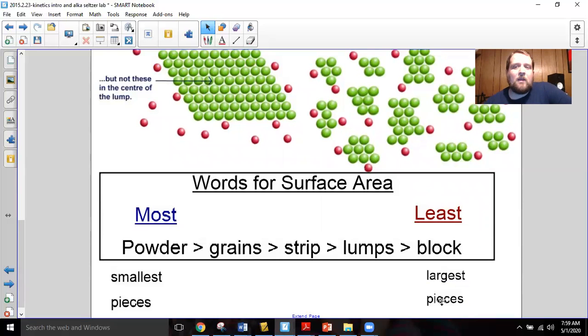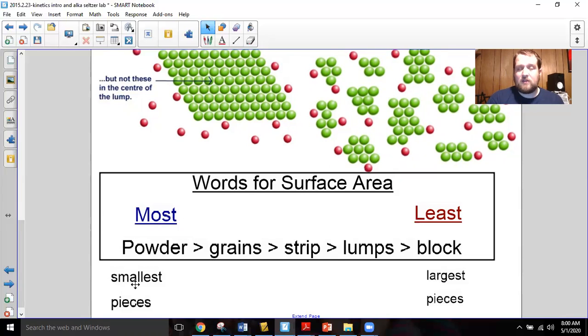It's like a brick. The next size down would be lumps. We could take that brick and break it down into lumps. Even smaller than that, with more material on the surface, would be strips, all the way down to a powder with the smallest particles and the least amount of material on the inside. So yeah. The fastest reaction rate would be down here where there's the most surface area.